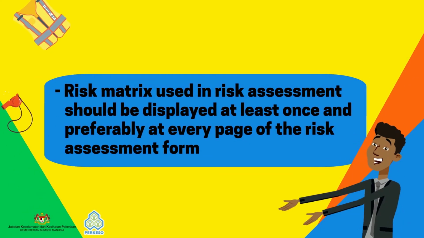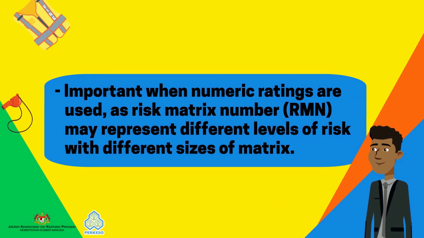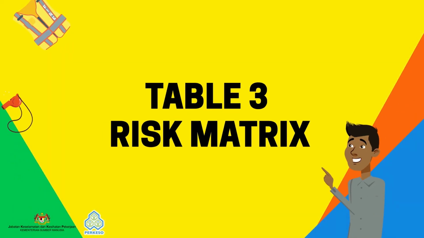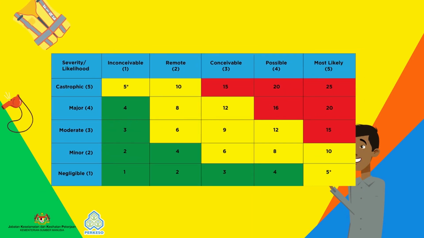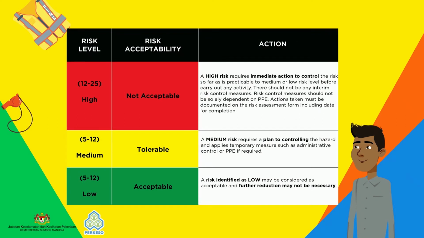The risk matrix used in the risk assessment should be displayed at least once, and preferably on every page of the risk assessment form. This is particularly important when numeric ratings are used, as the risk matrix number may represent different levels of risk with different sizes of the risk matrix. Table 3, the risk matrix, consists of severity and likelihood, with a 5-stage level of marks. Meanwhile Table 2, recommended action for risk levels, consists of risk level, risk acceptability, and action.